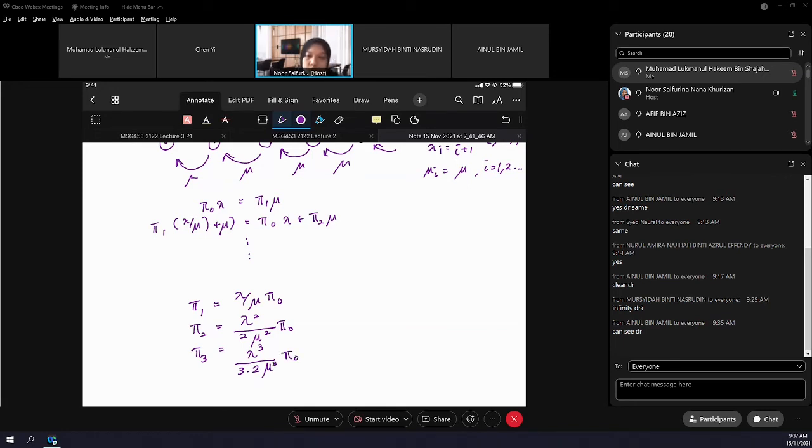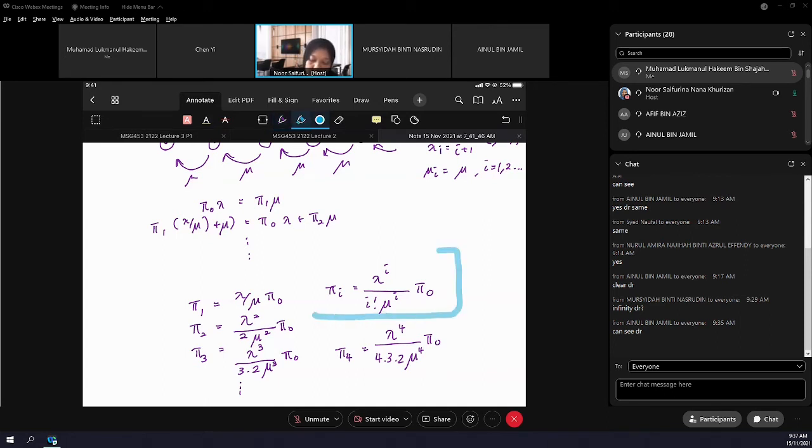Then by induction, continuing from there, you should be able to show that your pi i equals lambda to the power of i over i factorial mu to the power of i pi naught. Because if you try to find pi 4, you should get lambda to the power of 4 over 4 times 3 times 2 mu to the power of 4 pi naught. So basically you can just write down your three dots. For pi i, you should get this equation.